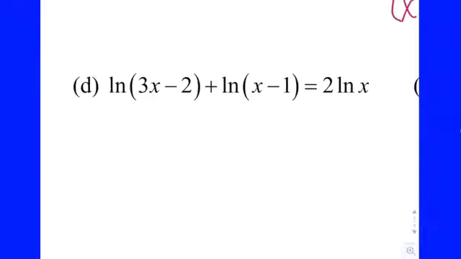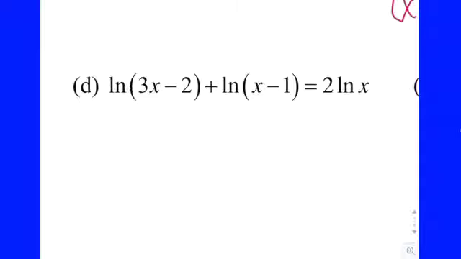Okay, so we're trying to solve for x. What do you notice here? How many logs do we have? 3. We have 3 logs. We need to be able to condense. Notice your arguments on the left are linear, and the argument on the right is linear. 3x minus 2, 1x minus 1, 1x plus 0, or just x.